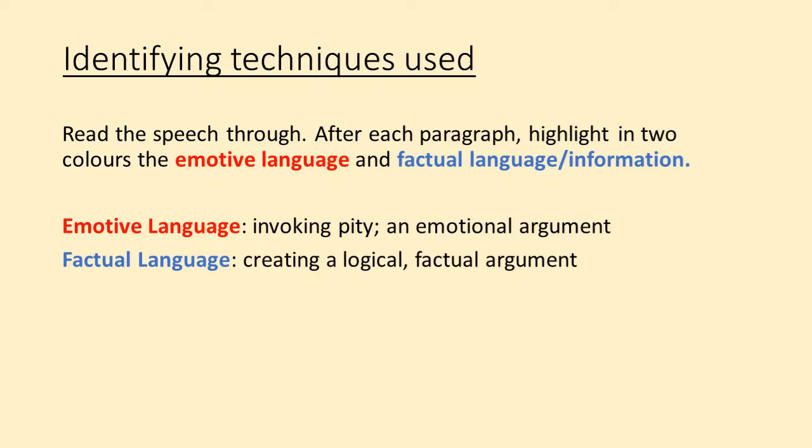Okay, now we're going to be identifying techniques used. I would like you to read the speech through, and after each paragraph, highlight in 2 colours emotive language and factual language or information. So emotive language is language that invokes pity, an emotional argument. Factual language is language that creates a logical, factual argument. So 2 different ways of arguing, 2 different types of language, both extremely effective in trying to get your point across. So pause the video to do that now.